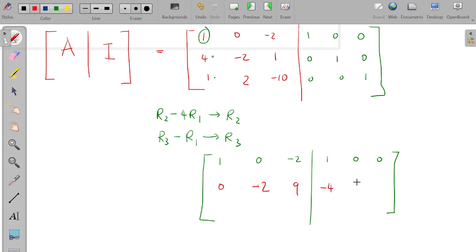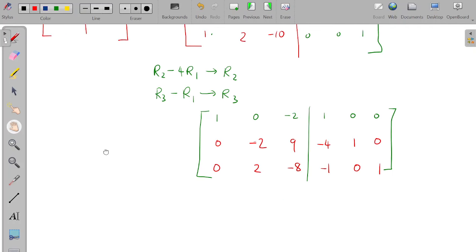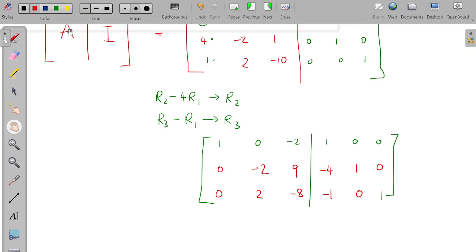And then again, 1 and 0. Okay, that's fine. For R3, of course, this one is 0 because that's what we are using to change. Then this becomes 2, this becomes negative 8. R3 minus R1: this is negative 1, this is 0, and this will be 1. Okay, that's fine. So let's go to the next one. This is already 0.